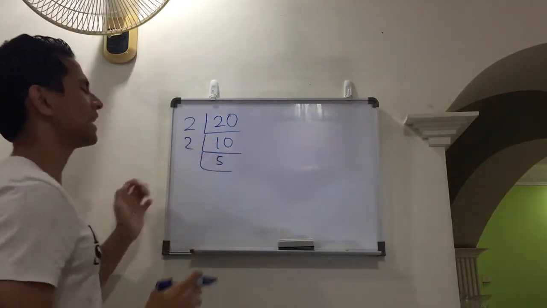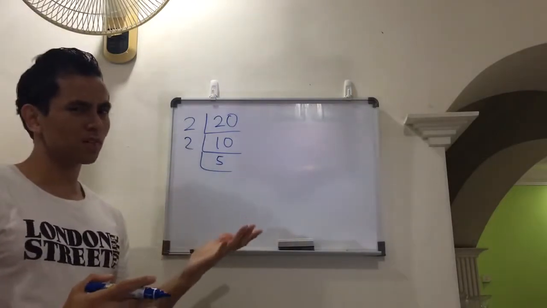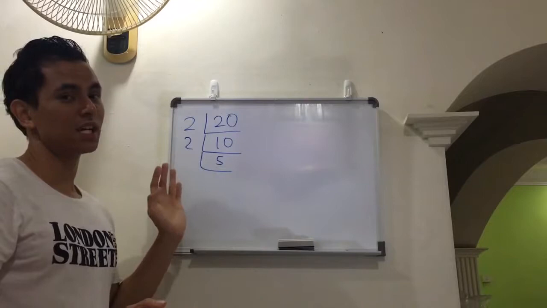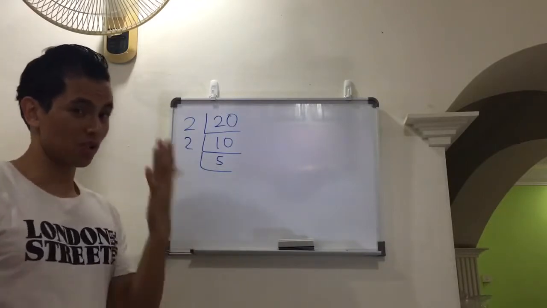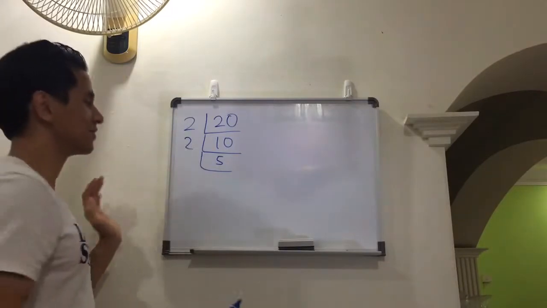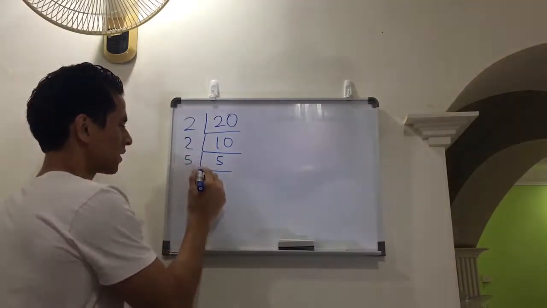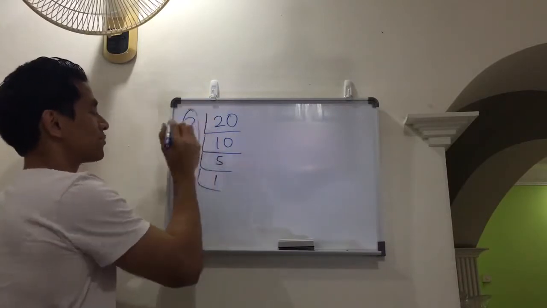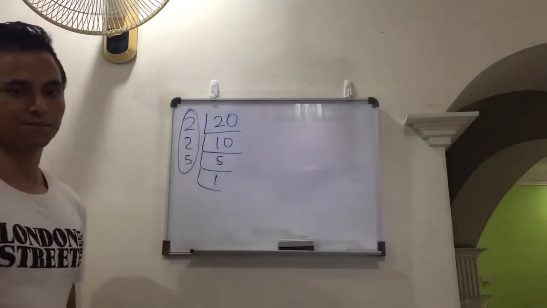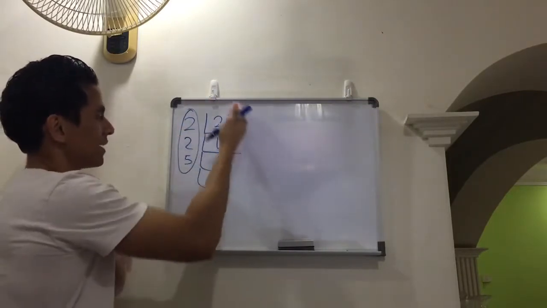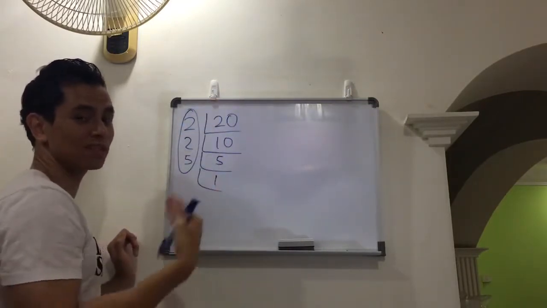And here 5, can it be divided by 2? No. 3? Yes, 3 is a prime number, but 5 cannot be divided by 3. 4 is not a prime number, and then 5 can only be divided by 5 in that case. Therefore, these are the prime factors of 20. So now that we have done this prime factorization method and calculated the prime factors, we need to list them down.